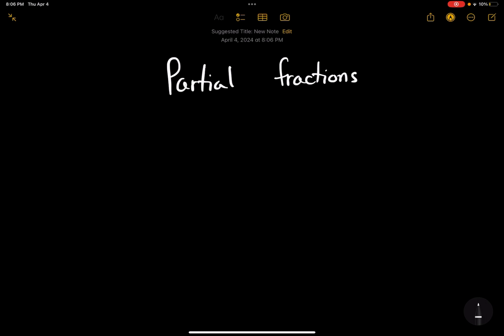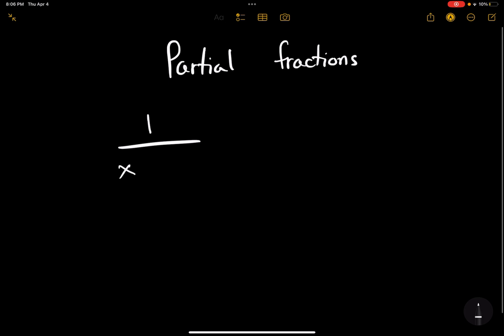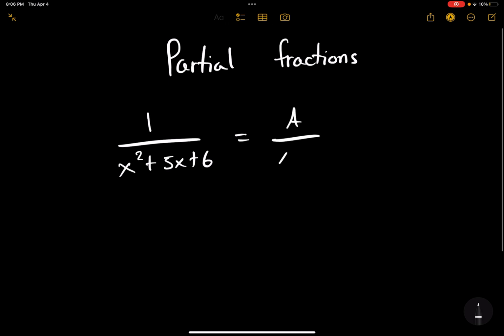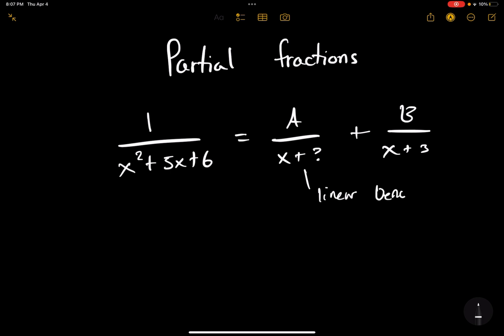What are partial fractions? Partial fractions is a way of splitting a rational function into two fractions with linear denominators that are still equal to the original function. So if we have, let's say, 1 over x squared plus 5x plus 6, we want to split this into two fractions, something over something plus b over something, right? And it has to be a linear denominator. Tends to be, it doesn't have to be.